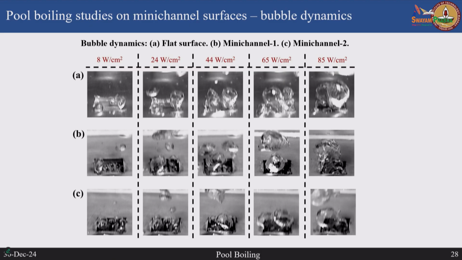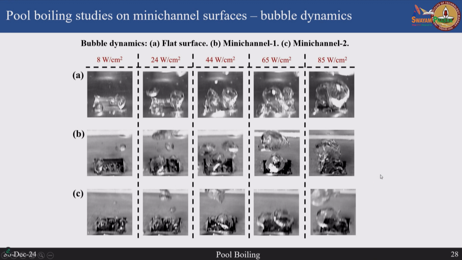So, these are some of the images that we have, and you can see that as we increase the heat fluxes, A, B, C, A is the flat surface, B is one type of mini channel and C is another type of mini channel. We see that in the flat heater it is transitioning to a very large bubble very quickly, whereas the bubbles are much smaller and more controlled when we use the mini channels here.